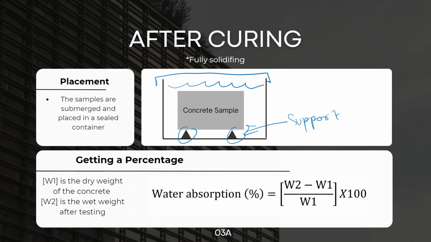An example of this water absorption test can be found in a PDF file I've linked down in the description box or in the bibliography later towards the end. But in that PDF, they do a water absorption percentage, and it's done by dry weight minus the wet weight, which we get after testing, divided by the wet weight times 100%. And that gives us our overall percentage.